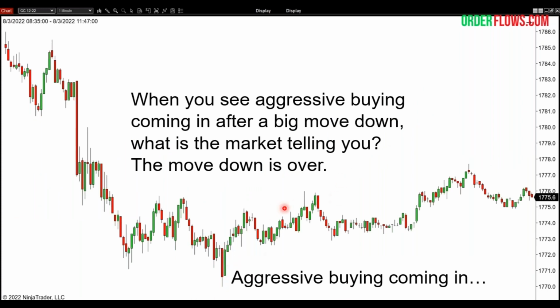Now, it wasn't as dramatic, like a big move up, but knowing that you have aggressive buying coming in here, especially after a big move down, well, after you have a big move down and all of a sudden you see aggressive buying coming in, you know that that move lower is probably over, right? That's information that you can use to position yourself to find a good trade, right? Because now you're going to be looking for long trades as opposed to trading it from the short side.